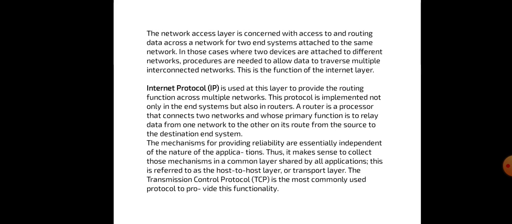The Internet Protocol, IP, is used in this layer to provide the routing function across multiple networks. This protocol is implemented not only in the end systems but also in routers. A router is a processor that connects two networks, and its primary function is to relay data from one network to another.